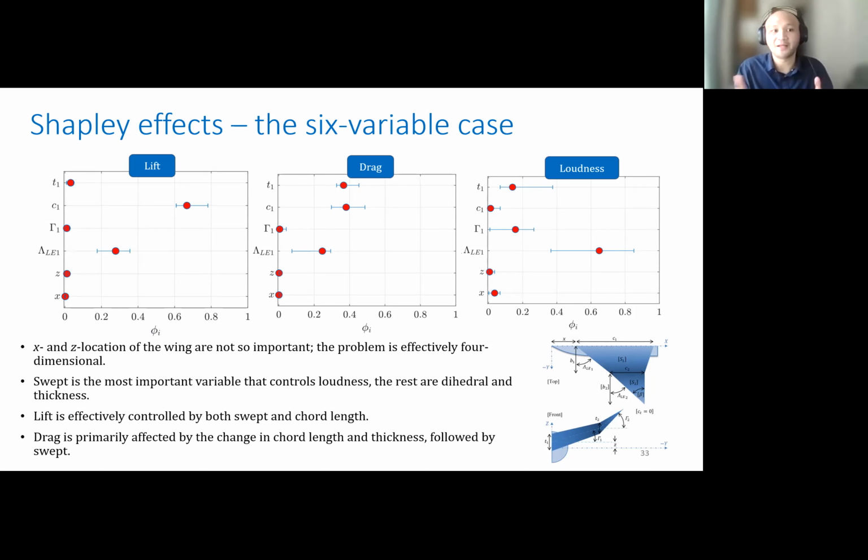So if you plot the chord and also the sweep of the wing against lift, then you can see that the problem is basically 2-dimensional. And for drag, it's a 3-dimensional problem. For loudness, it's also a 3-dimensional problem. So this is how we can utilize information to take a peek at our design space by using global sensitivity analysis.